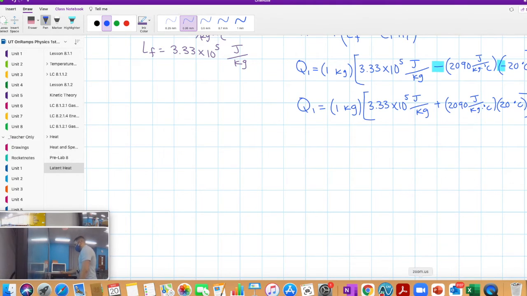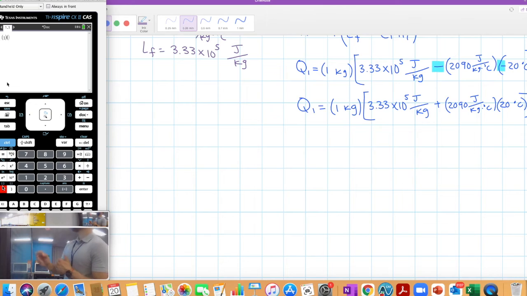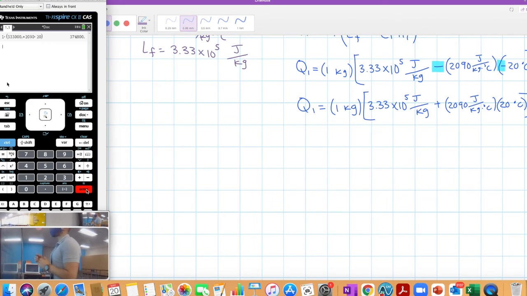Now let's use the calculator. I'm going to include the 1 just so you can see it. 1 times 3.33 e function to the 5th power plus 2090 times 20. Looks good. So the energy required is 374,800 joules. So that's a big number. So that is our heat required.